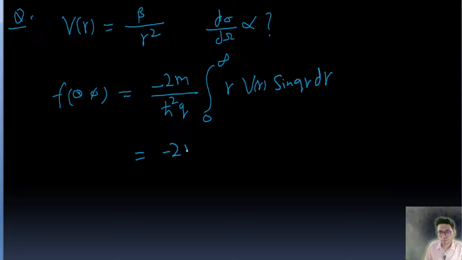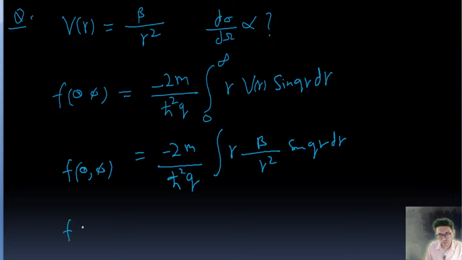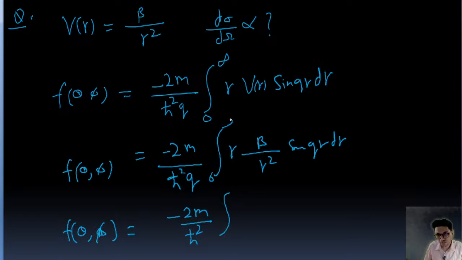So this is going to be minus 2m upon h cut square q, and r times V(r), where V(r) is beta upon r square, sin qr dr, right? So f(theta, phi) is going to be minus 2m upon h cut square, r will get cancelled, 0 to infinity, beta we will take outside, so this is sin qr upon r dr.